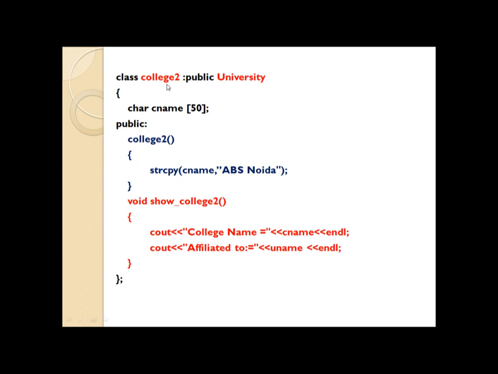Similar to this, for college 2, we are inheriting the university class. Here C name is of length 50. This is the constructor. Again we are utilizing this strcpy, the standard function, to copy this ABS Noida into this variable C name. And we are again interested in utilizing this data uname, which is declared in the parent class university. And that is why we are saying that college 2 is inheriting the feature of the university class, that is the parent class.